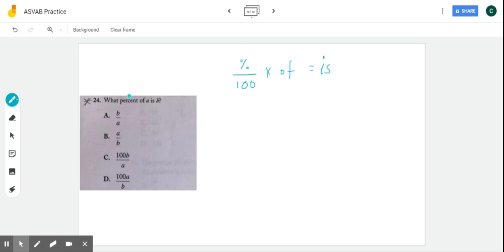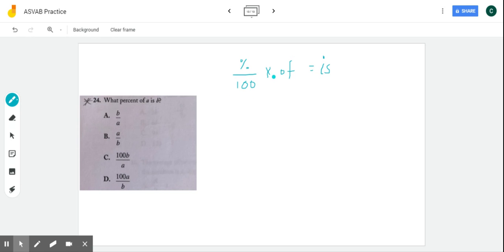All right, this question says what percent of A is B? So for any percent problem, we write the percent as a decimal. If you had 50%, you would put a 50 up here and divide by 100 to get it as a decimal of 0.5, multiply it by what you're taking the percentage of, and that is equal to "is." So this is just a math word.